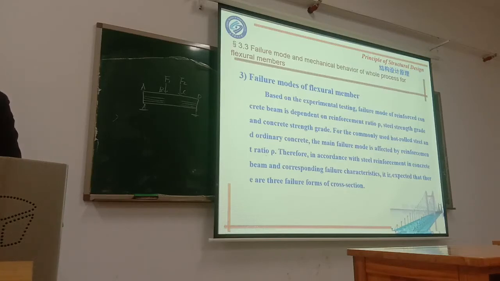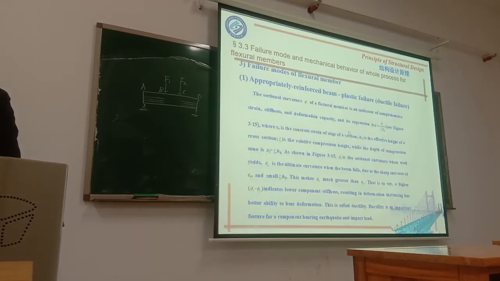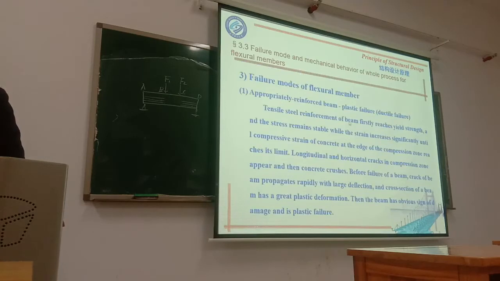Therefore, according to the steel reinforcement in the concrete beam and the corresponding failure characteristics, the 3 failure forms were just introduced. And this is the appropriate reinforcement we have introduced. Another one, oh yes, here they introduced one coefficient. Maybe you all know the phenomenon, but some of the coefficients we had better look at.